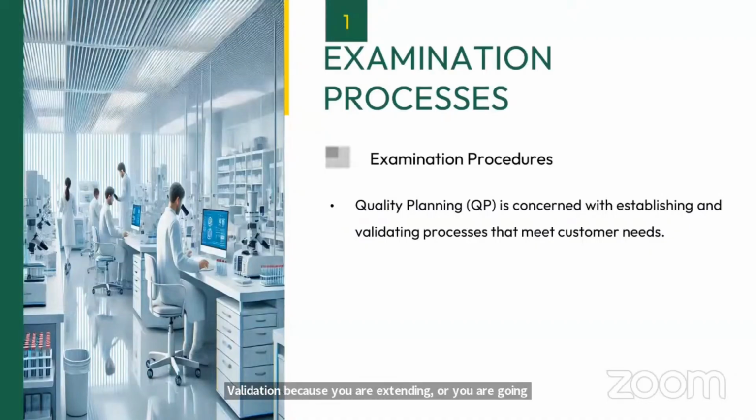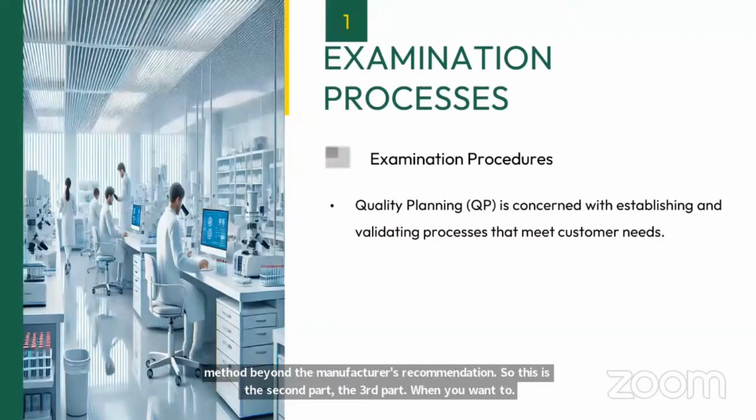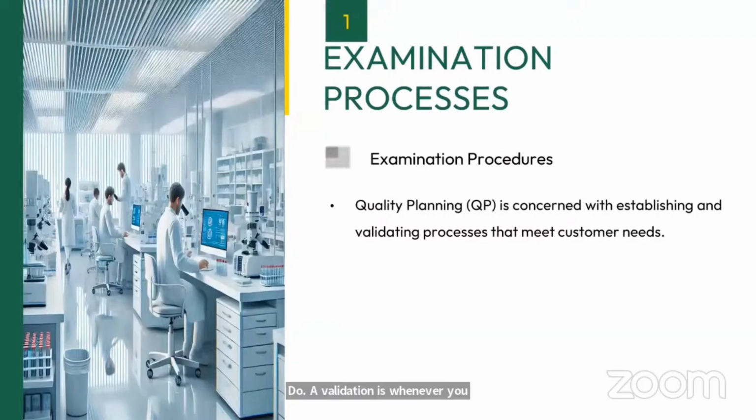So that means you are going to try something new, some new specimens. So you have to perform the validation because you are going beyond the scope mentioned by your manufacturer. So this is the second case. The first case is when you are developing any new method in the laboratory. Second case, whenever you are going to use the test method beyond the manufacturer's recommendation. The third part, when you want to do a validation, is whenever you are changing the methodology, or you are changing the procedure which is given by the manufacturer.